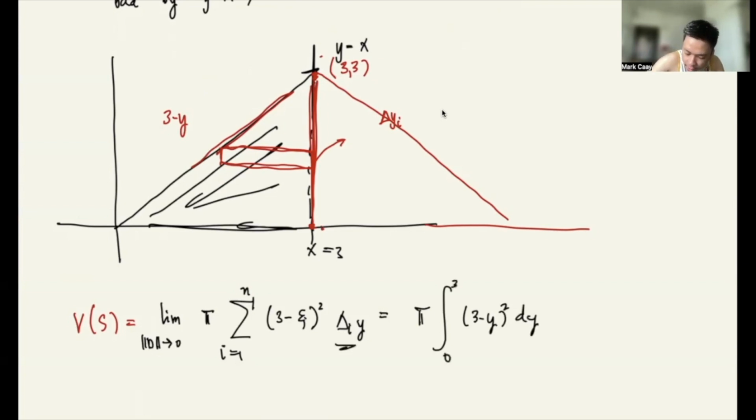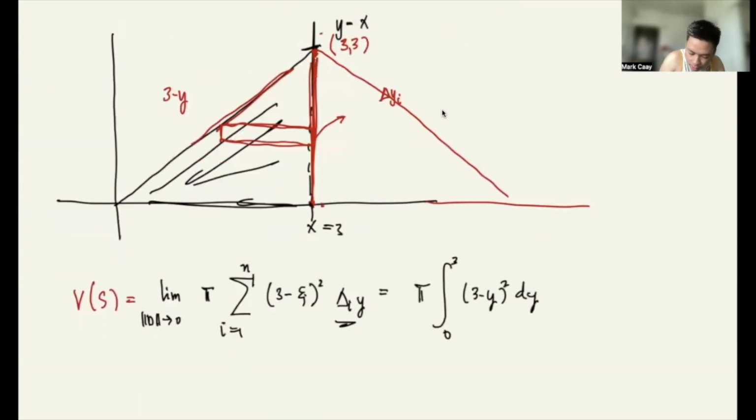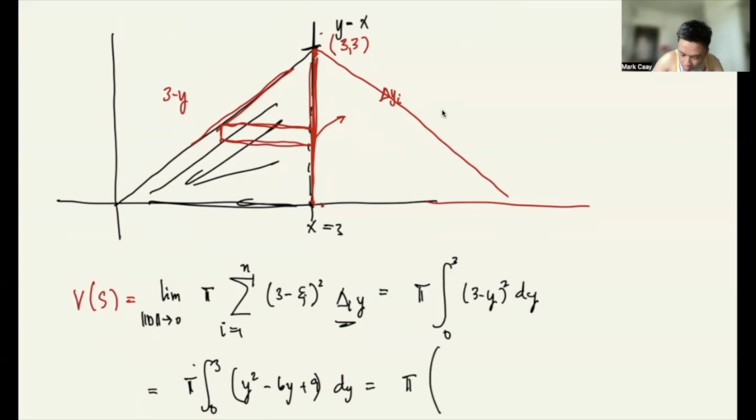Kasi yung interval natin is 0 to 3. So, what is this equal to? This is pi times the integral from 0 to 3 of y squared minus 6y plus 9 dy. So, if we take the integral of this, it is y cubed over 3. Tama ba? And then this is minus 3y squared plus 9y, evaluated from 0 to 3.